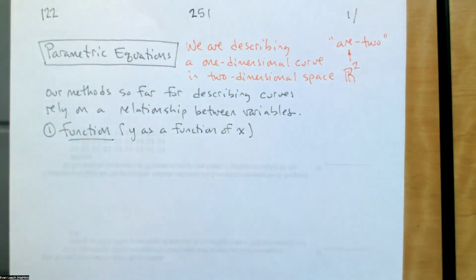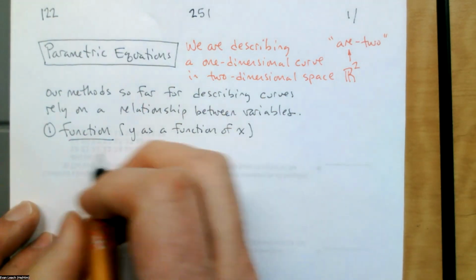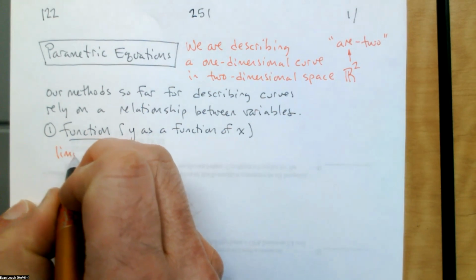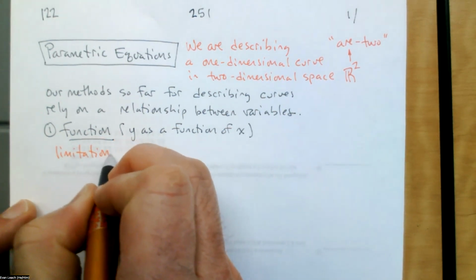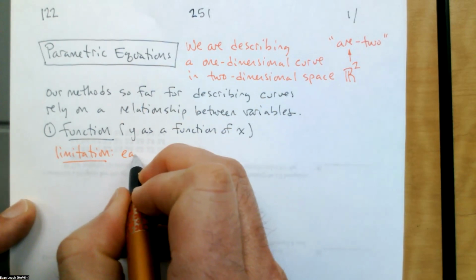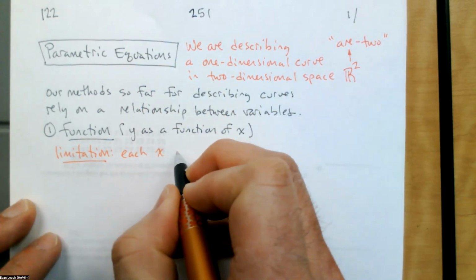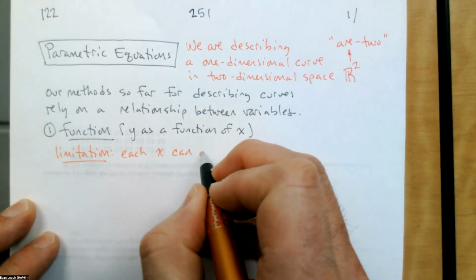The restriction here is that each input can only correspond to one output. Each x can only correspond to one y. Otherwise, we declare the function to be poorly defined. It's not undefined, it's just poorly defined. So the restriction, or the limitation, is that each x can only correspond to one y.